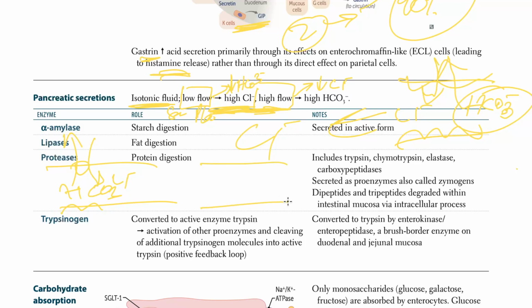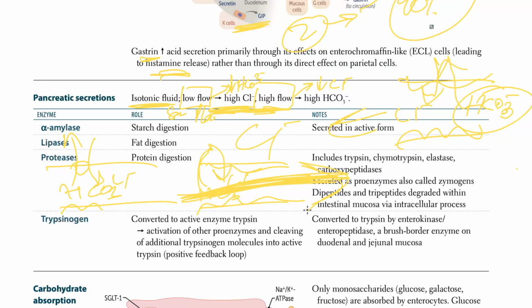But if you are having a high flow, what happens in high flow? The bicarb doesn't get reabsorbed because you're going so fast that these channels don't even have time to reabsorb it and let chloride come down. So you have the high bicarb to go out.